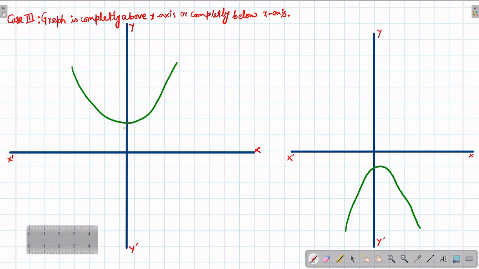So in this case, you can confirm that when a graph is completely above the x-axis or completely below the x-axis, the number of zeros is equal to 0. And again, this open upward curve will happen for ax square plus bx plus c, where a can't be 0. When a, the coefficient of x square, is positive, then you will get this open upward curve, and this is the case when a is negative.